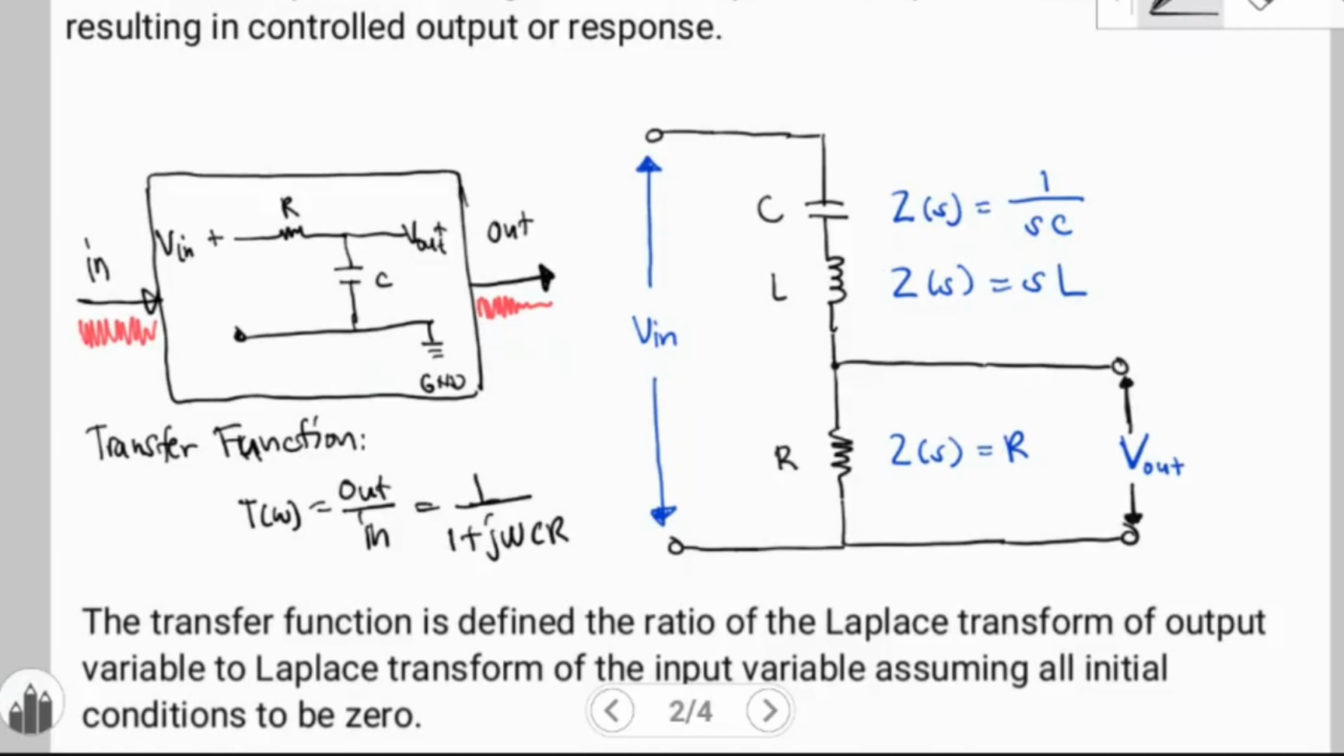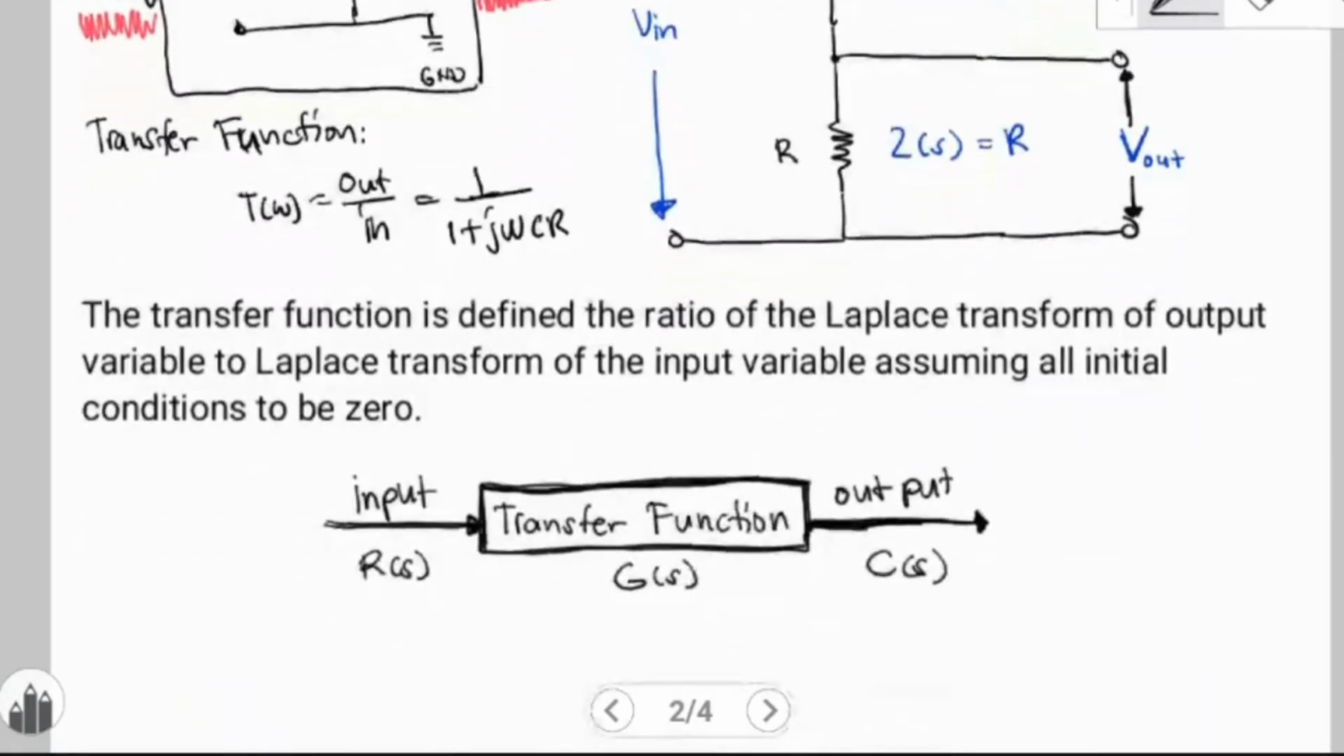On the next side is the schematic diagram in terms of an RLC circuit, where we have the voltage input, then the output. Then the equivalent impedance of each component: the resistor, its equivalent impedance in the Laplace transform is R. The inductor, its equivalent impedance in the Laplace transform is SL. The capacitor, its equivalent impedance in the Laplace transform is 1 over SC.